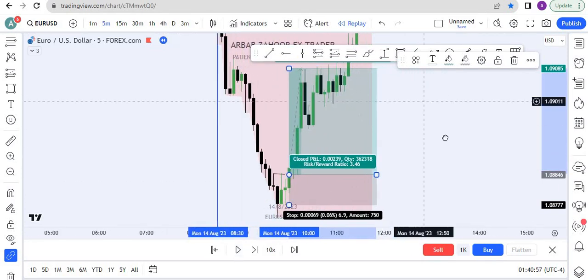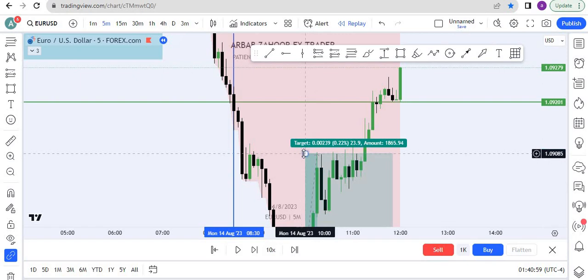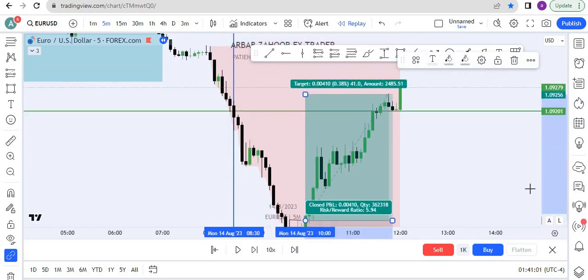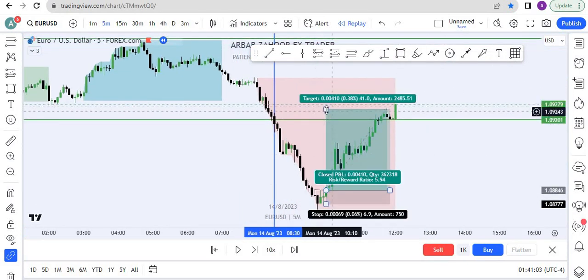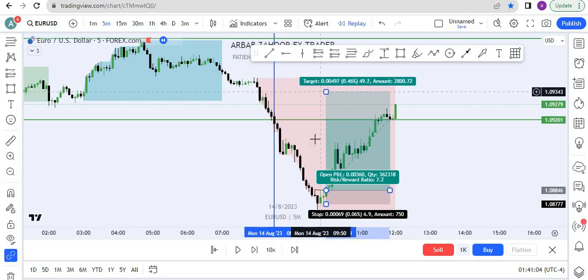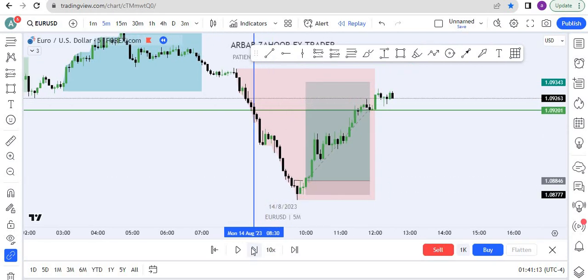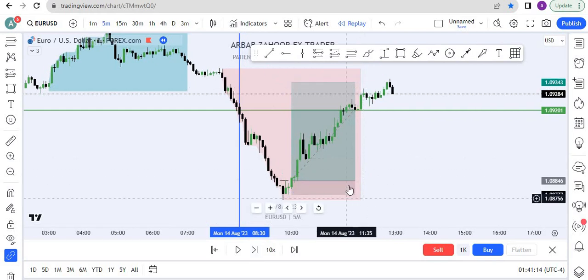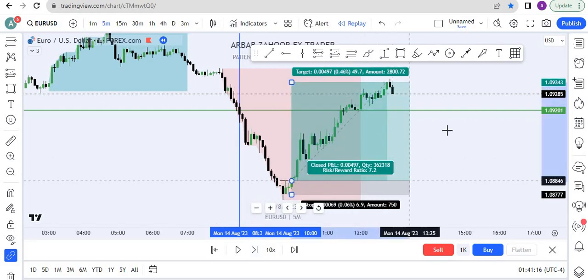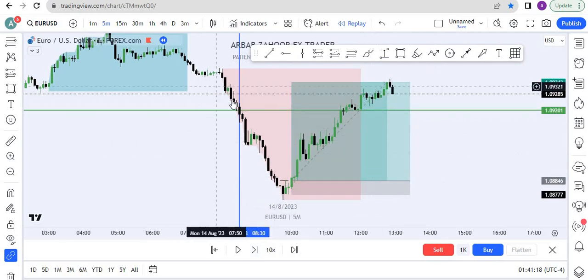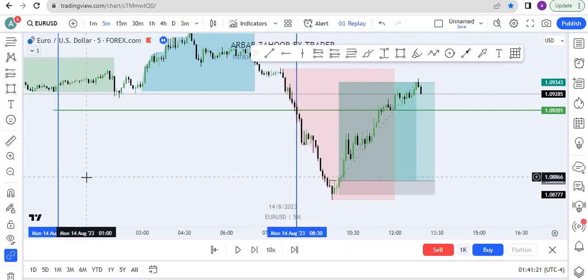We are in the trade and we are trailing our stop loss to the second TP. Once the first TP is hit, move to break even and manage your risk. We also hit the second one like this, almost 50 pips.